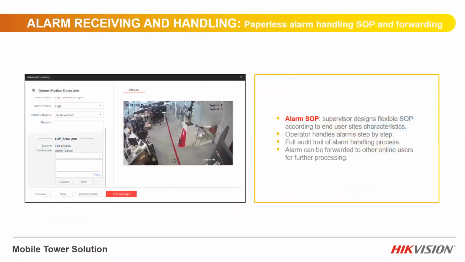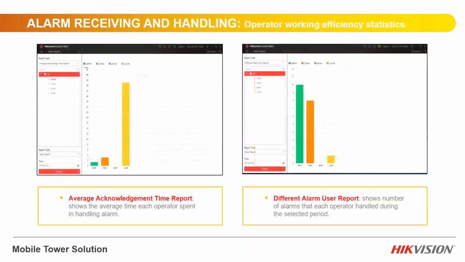Alarm standard operating procedures allow for step-by-step instructions to be attached to alarms with an audit trail. Alarms can also be then forwarded on to other users to be dealt with. Here too, we can see some examples of the reports available, such as the average acknowledgement time and the alarm per user reports.